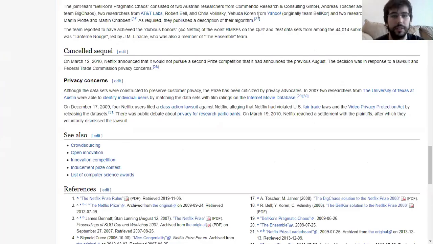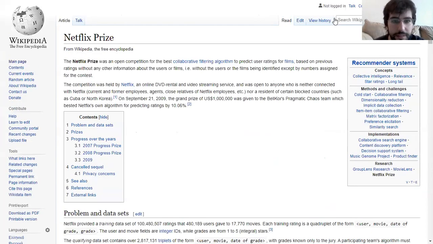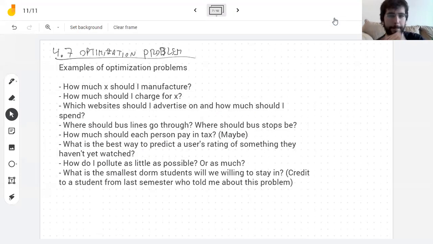And I have this Wikipedia page open because apparently 10 years ago, Netflix was offering $1 million for the best solution. And they gave $1 million to someone, or some people, who made this better by 10.06%. Obviously Netflix and Amazon have some solution to this problem. They don't have the best solution, but even an estimate is very important to some people.